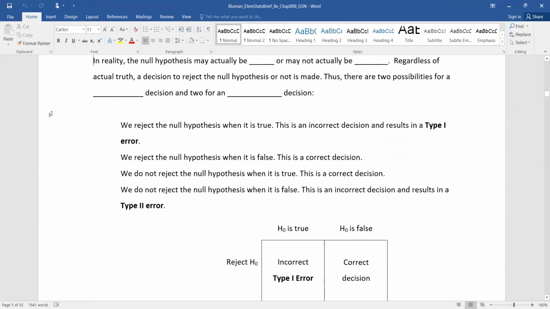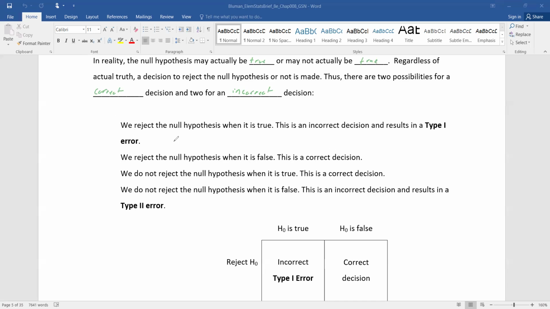All right, so in reality, the null hypothesis may actually be true or may not actually be true. Regardless of actual truth, a decision to reject the null hypothesis or not is still made. Thus, there are two possibilities for a correct decision and two for an incorrect decision. If we reject the null hypothesis when it is true, this is an incorrect decision and a type 1 error.